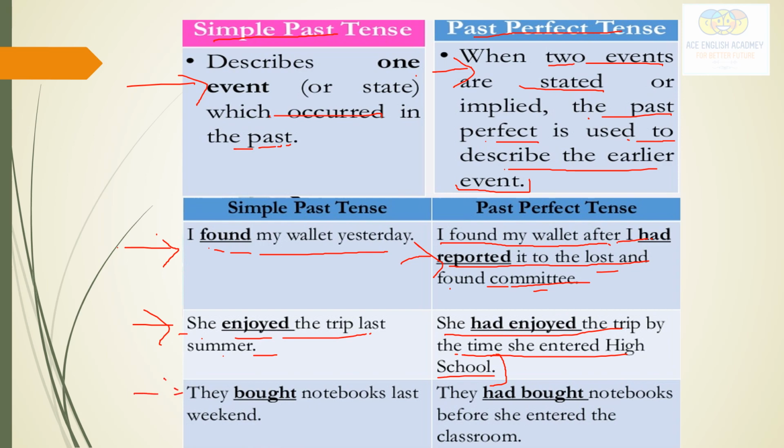See here, third example. They bought notebooks last weekend. This action also happened in the past. They had bought notebooks before she entered the classroom. So before entering the classroom, what did she do? Had bought notebooks. So this was the earlier event. So with the earlier event, what do we use? Past perfect tense. Now I hope the past perfect tense is clear to you when we compare it to the simple past tense.